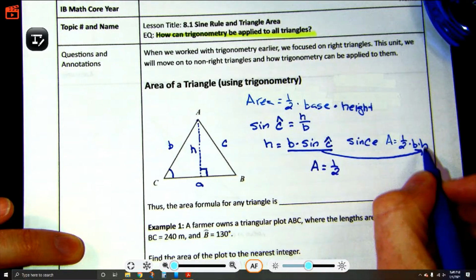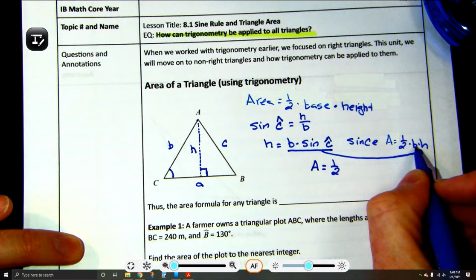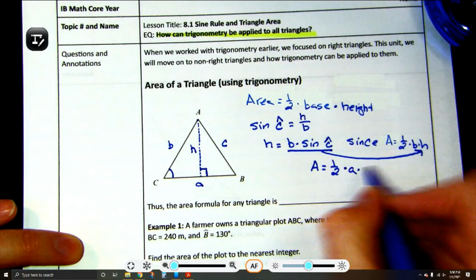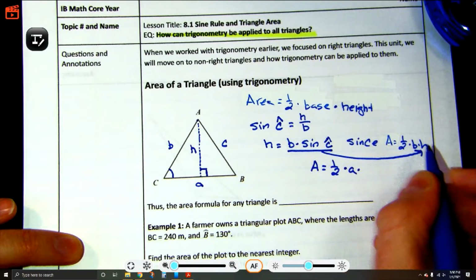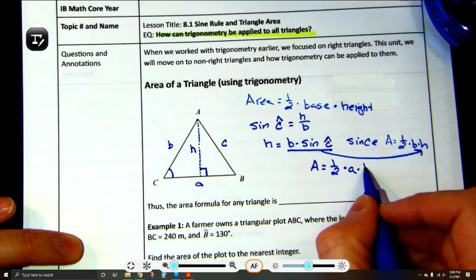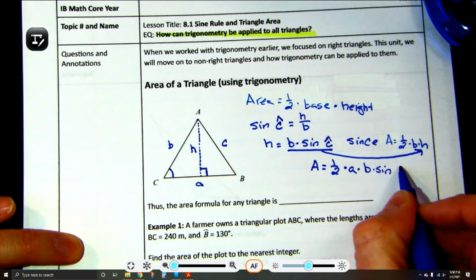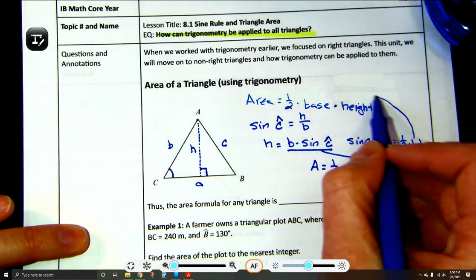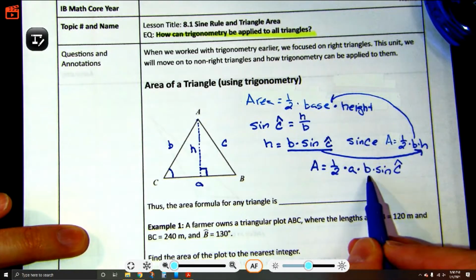Now notice that there's this b. Well, what are we talking about with the b? The b stood for the base. Well, what was the base in our triangle? Side a. So times a times, now I'm going to substitute the value in for h, and I get times b times the sine of C. Now don't be confused. This b does not stand for base. I know it can seem confusing, but that b up there was for the base. This is actually side b. So this is actually our formula.